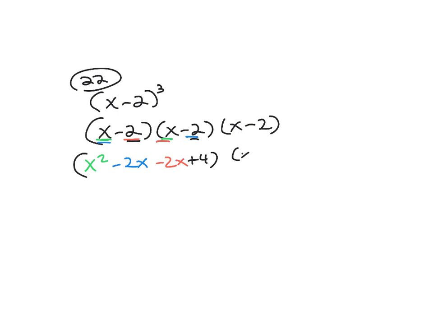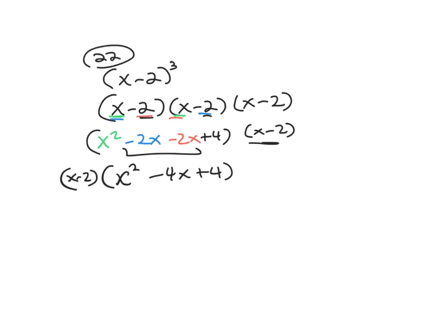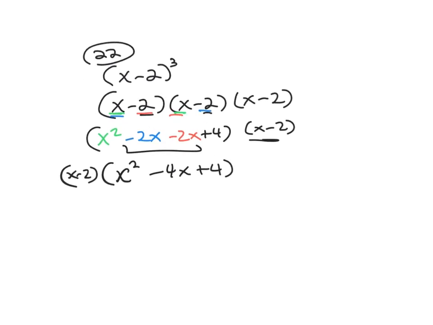Now, I'll go ahead and write this down here. I'm going to combine the middle. So I get x squared minus 4x plus 4. And now again, I'm going to write this in the front. And now I'm just going to distribute. So I'm going to distribute the x to all 3. And then I'll distribute the negative 2 to all 3.